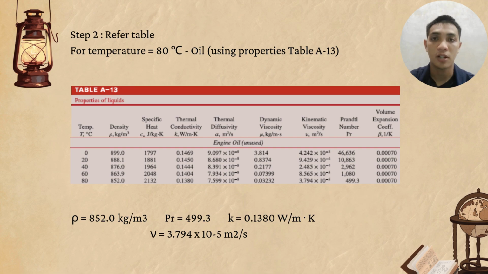Next, for the oil temperature, it is given as 18 degrees. For this, we must use properties table A13 and take out the density, Prandtl number, thermal conductivity, and viscosity. Below, it shows that we are using table A13.